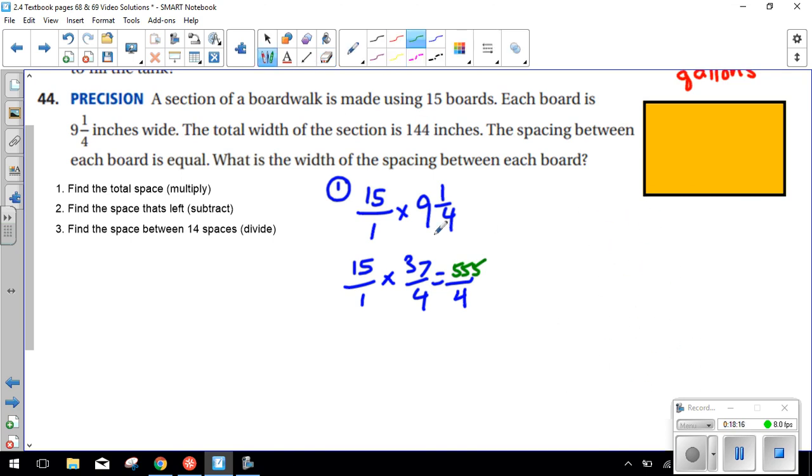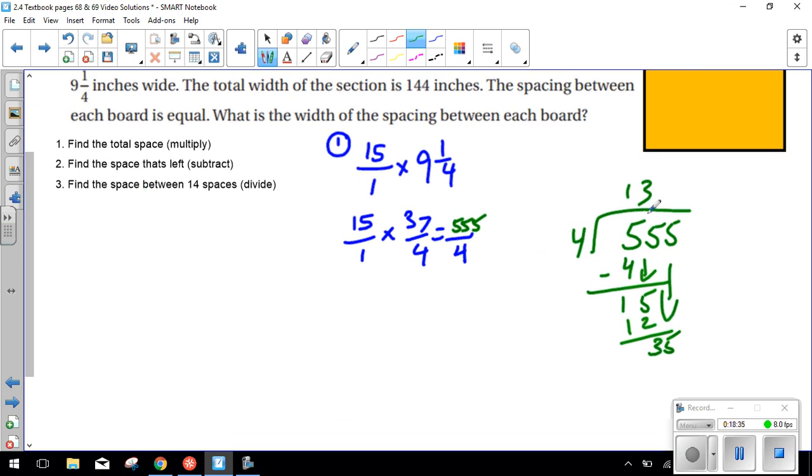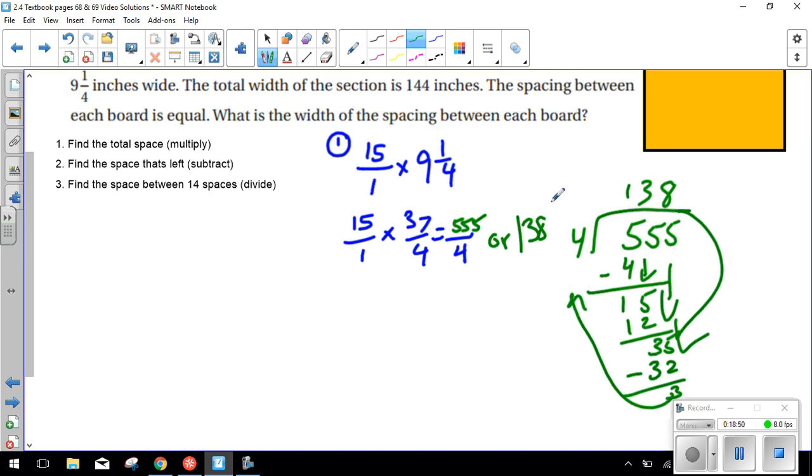I'm going to convert this to a mixed number. So I'm going to take 555 and divide by 4. It goes in 1 time, 1 left over, bring down. 4 goes into 15 3 times, 3 left over, bring down. 4 goes into 35, 9 times 4 is 36, so it's got to be 8 with 3 left over. So this is equivalent to 138 and 3 over 4.